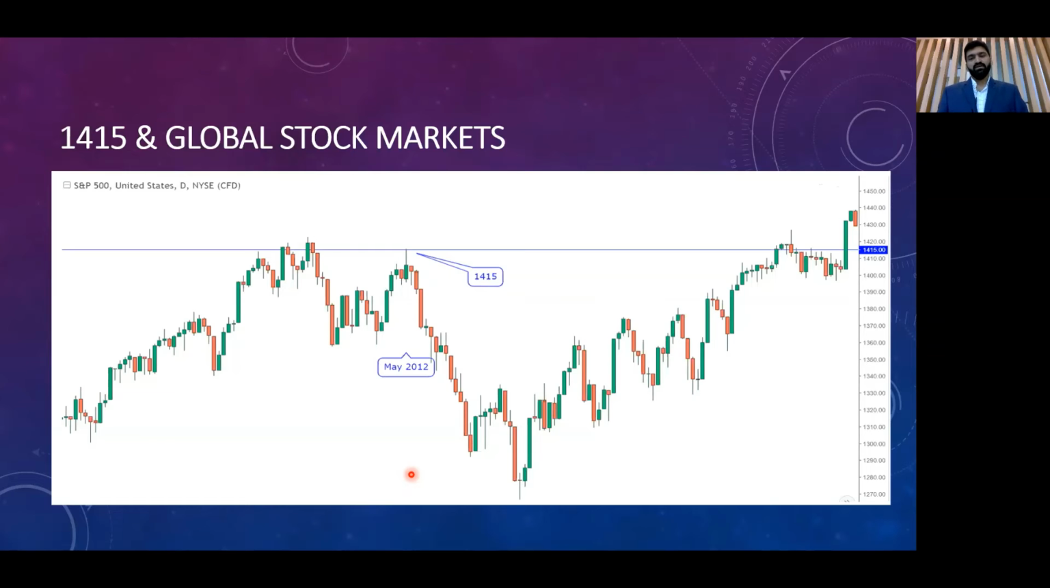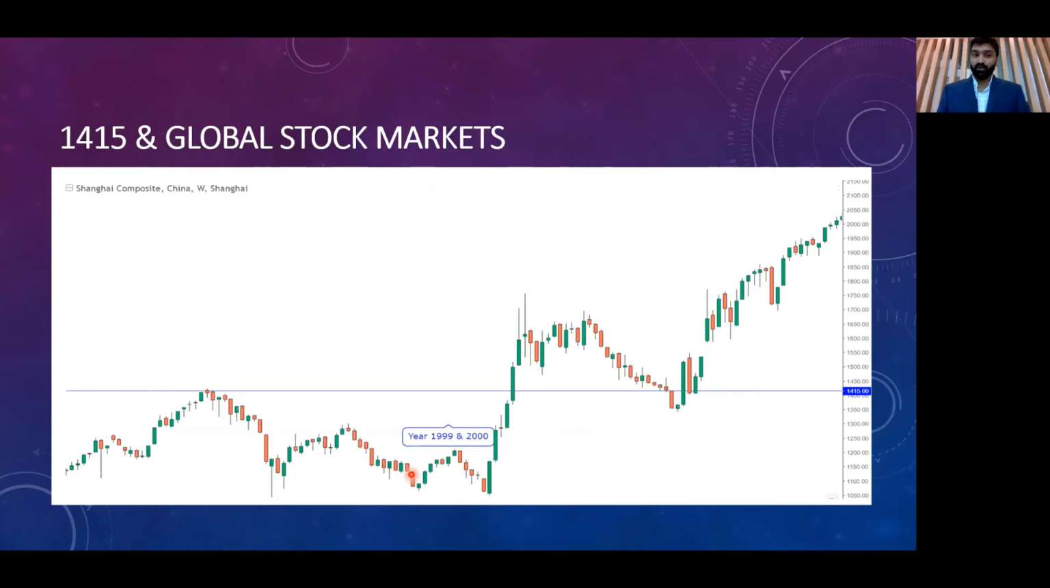Now there is a bone number called 1415. Now look at this S&P 500 daily chart. In the year 2012, from March to May, it was flirting with that 1415 number for quite a bit. Ultimately, it tested that number, couldn't sustain above it, and S&P 500 came crashing down.